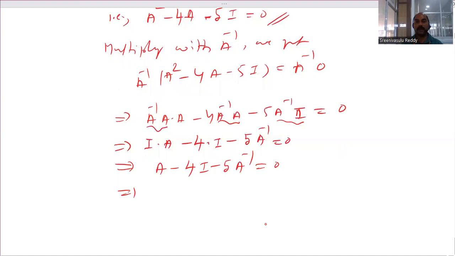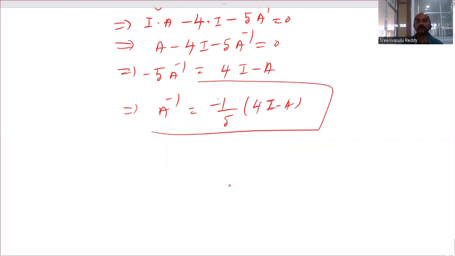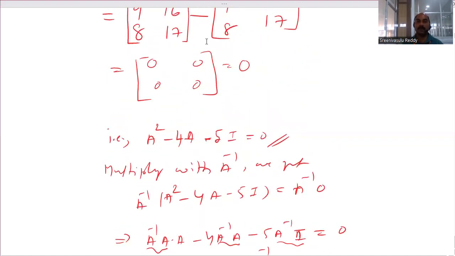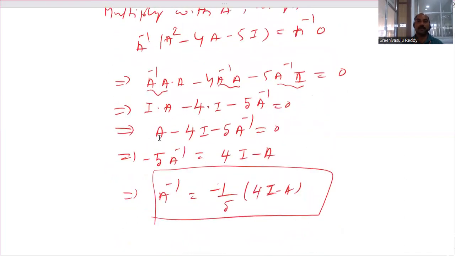Keep A inverse on one side: minus 5A inverse equal to 4I minus A. Now divide, and A inverse equals minus 1 by 5 times (4I minus A). That's all. No need to find the A inverse value; we have A inverse in terms of A. If you have any doubt, you can verify that these two are equal or not by directly finding A inverse: AD minus BC, interchange the diagonal values and take the other values as they are with a minus sign. We get A inverse. So another part is over.